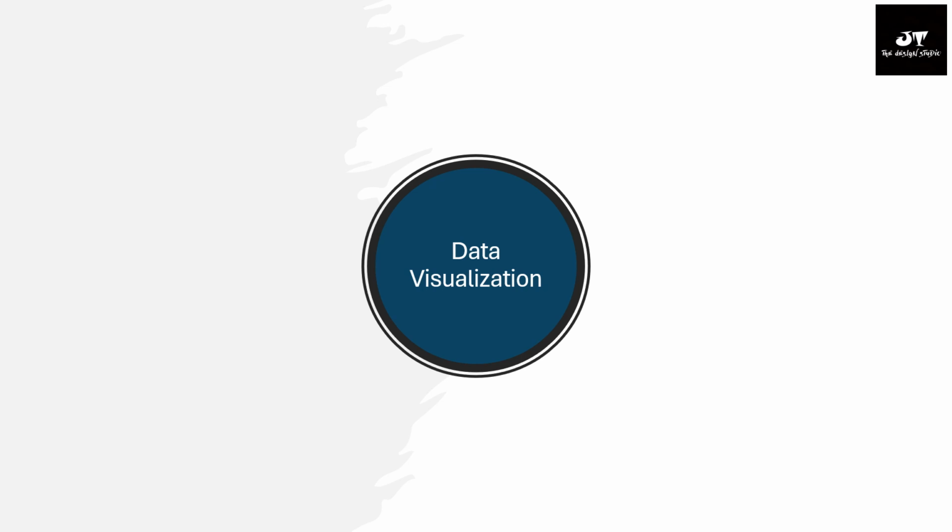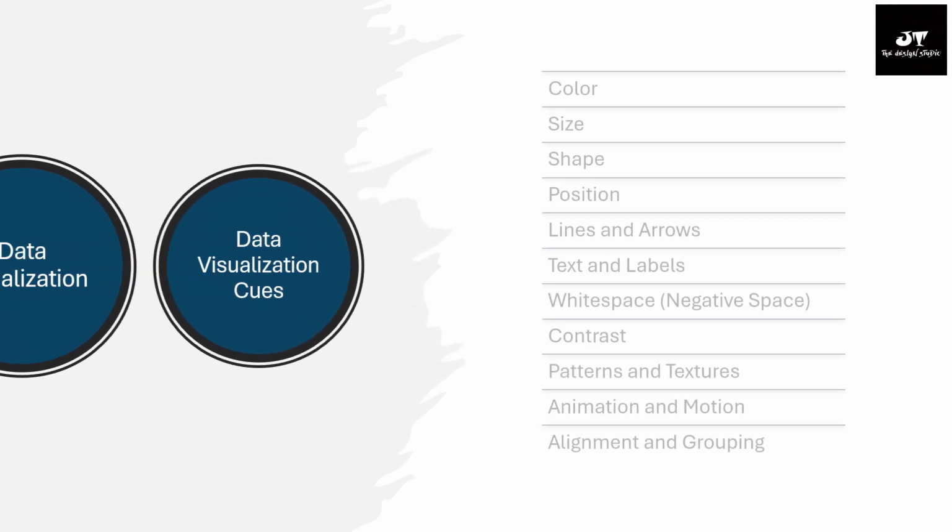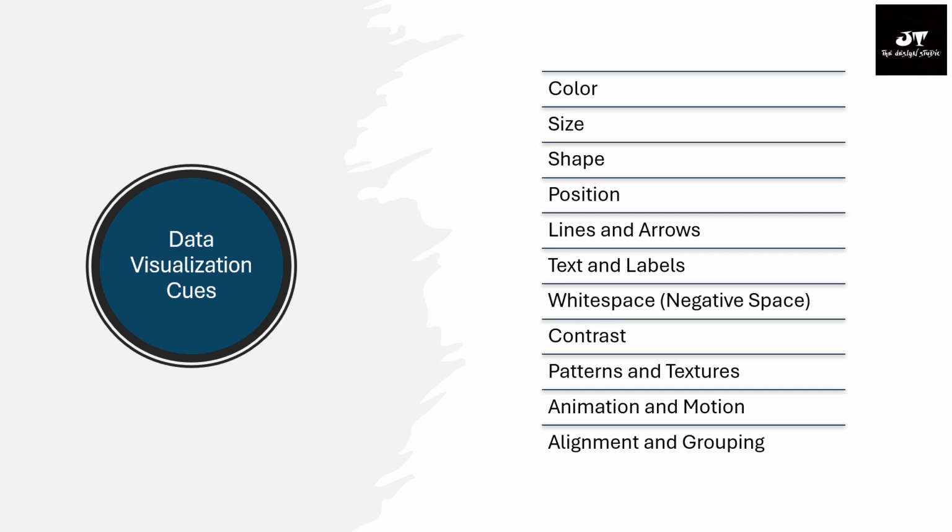Data visualization and visual cues are used across industries for reporting, analytics, decision-making, and storytelling. Whether it's in marketing, finance, education, or sustainability, these tools bridge the gap between raw data and actionable insights. Visual cues are essential for making data visualizations clear, effective, and aesthetically pleasing. Listed are the various cues that help in making data visualizations presentable and effective. Let's go through these one by one.